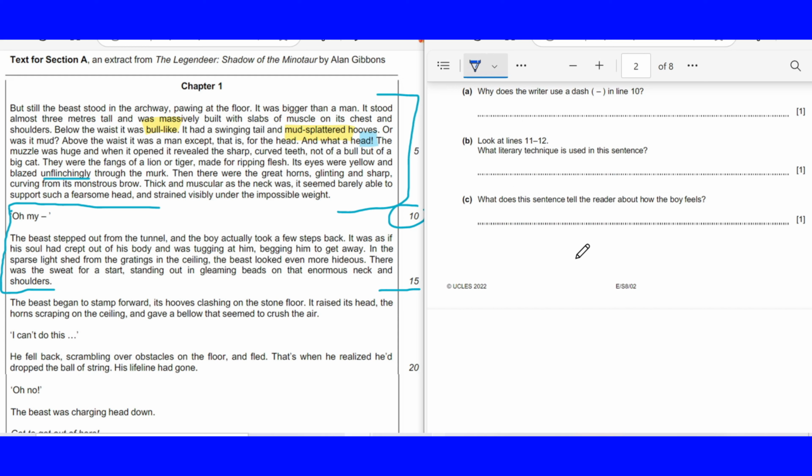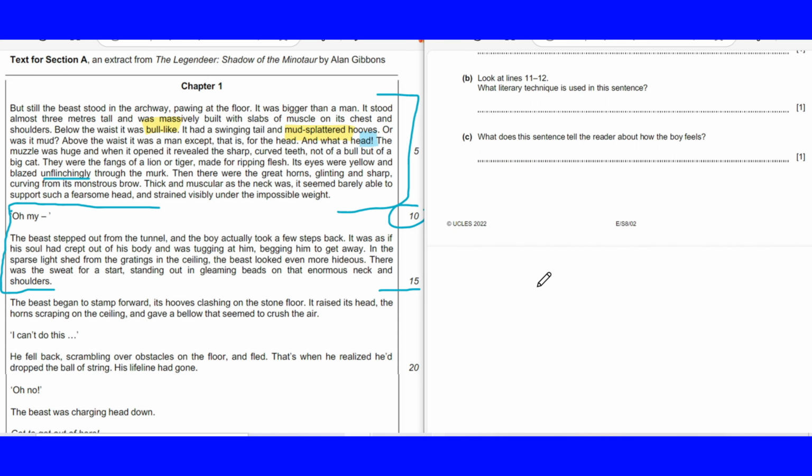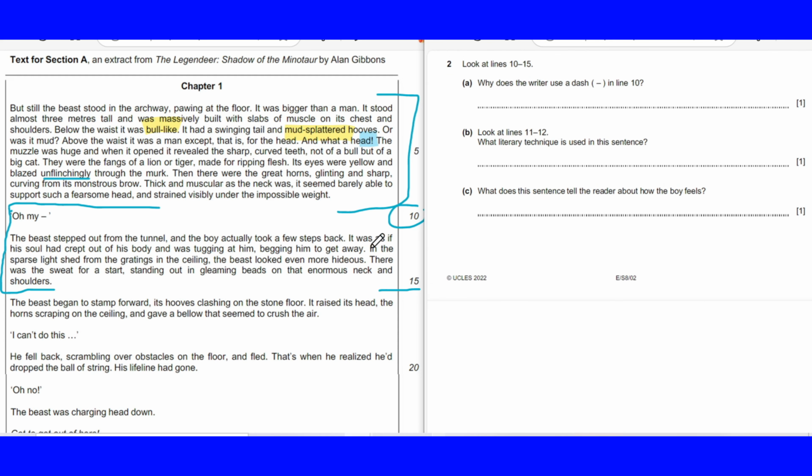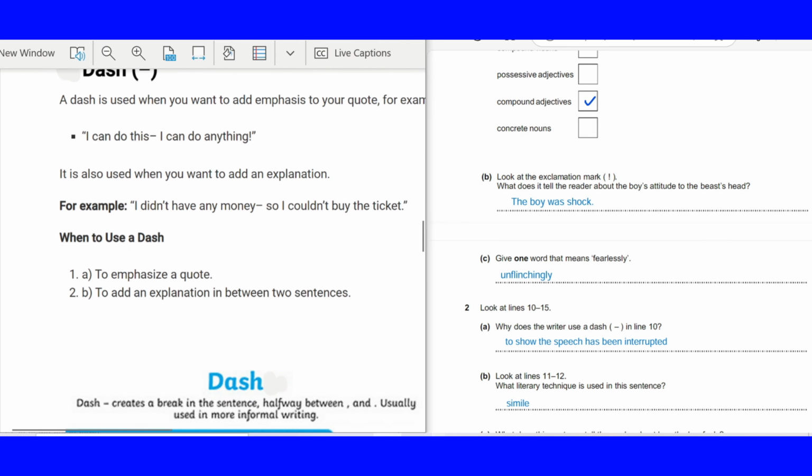That is question 2A. Look at lines 11 till 12. These are the two lines. What literary technique is used in this sentence? 10 seconds. Alright, time's up, guys. Let's check out the answers. The answer is a simile. You can see here, simile.